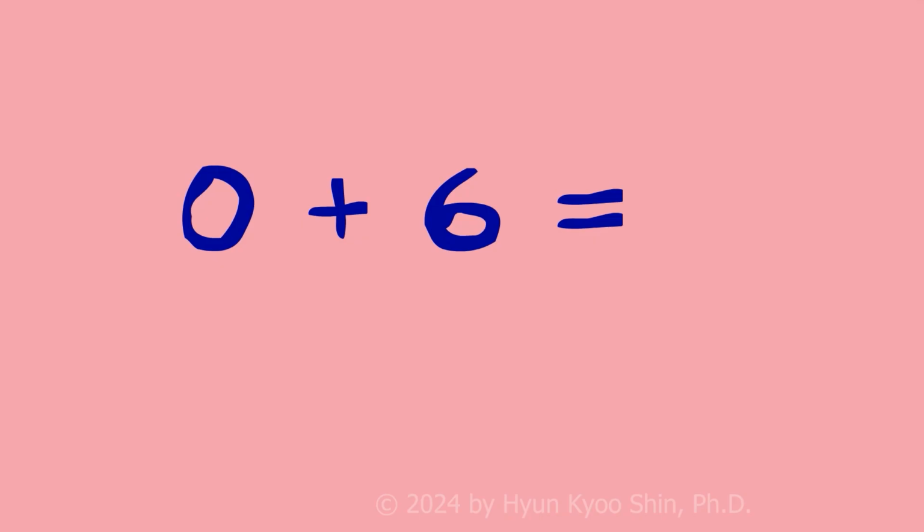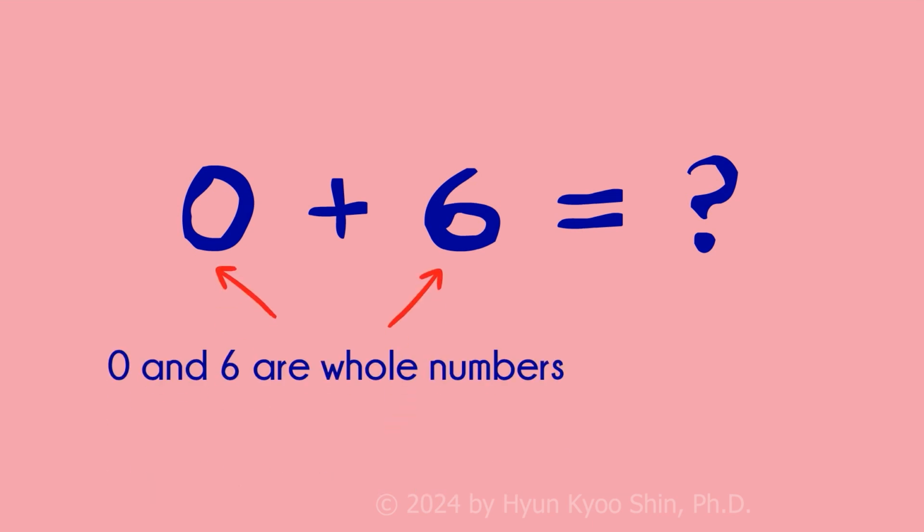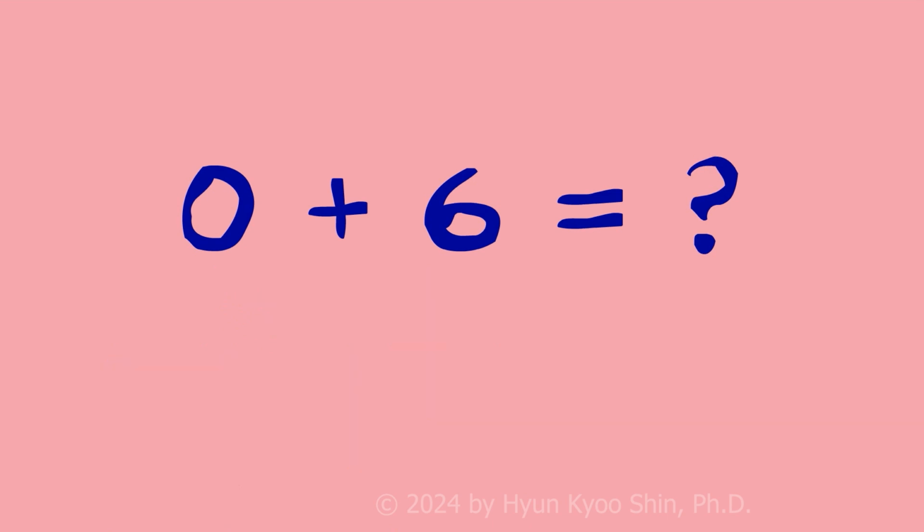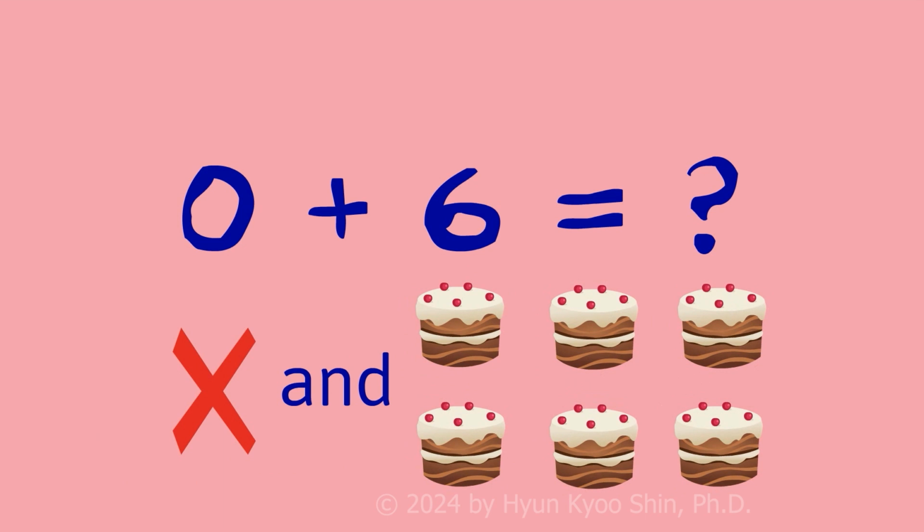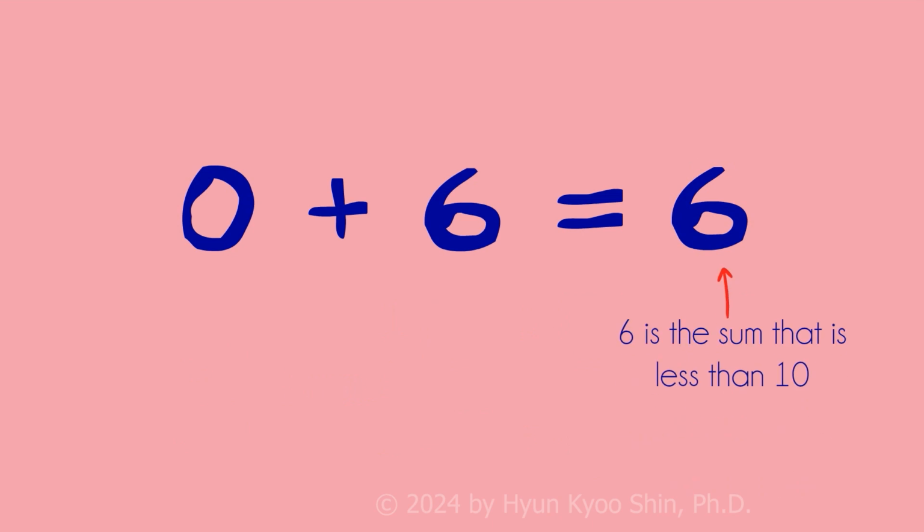0 plus 6 is equal to... 0 and 6 are whole numbers. Let's say we have nothing at first and then 6 cakes. How many cakes do we have now? Let's count. 1, 2, 3, 4, 5, 6. We have 6 cakes. So the answer is 6. 6 is a sum that is less than 10.